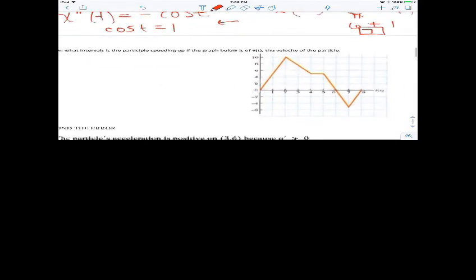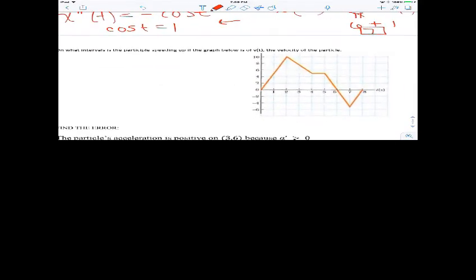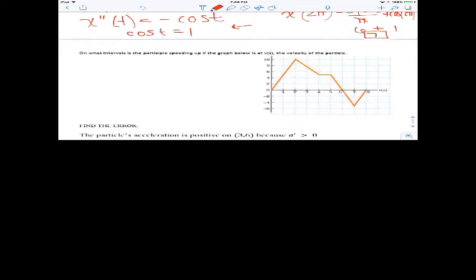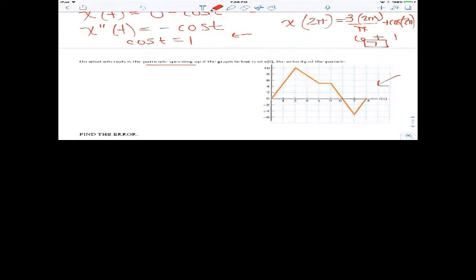All right, let's look at one more particle motion, and then we're going to move on to some related rates and optimization. So on what intervals is the particle speeding up if this is a graph of velocity? Now, speeding up means that we need our velocity and our acceleration to have the same sign. They can both be positive or they can both be negative. So here's what I would tell you to do. I would tell you here to create a velocity and an acceleration sign chart.